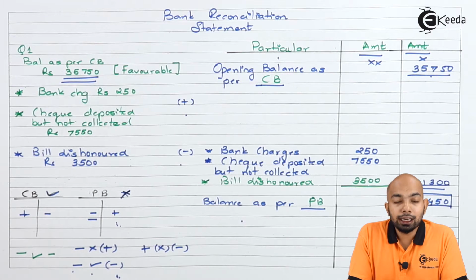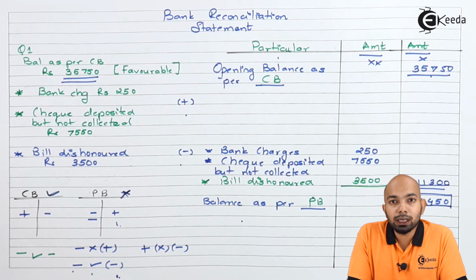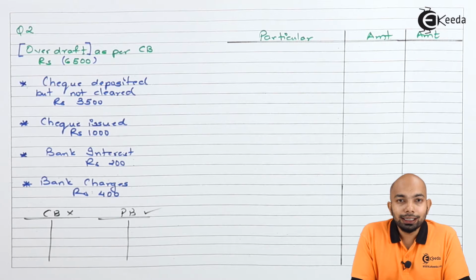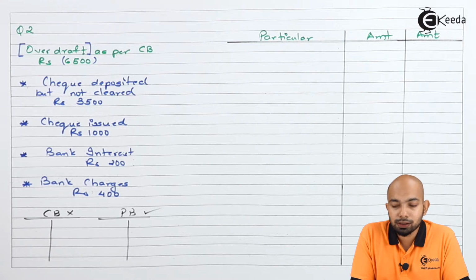The next problem that we'll be solving is an unfavorable transaction, or what happens when there is an overdraft balance. Let's go through that. The transaction that we learned in the previous one was the favorable balance as per the cash book. Now what we'll be learning is the overdraft balance, and how to deal with transactions as per the overdraft balance. We have a specific sum mentioned here. Let's go through that first. We have an overdraft balance as per cash book, which is 6,500. That means the balance is already negative.